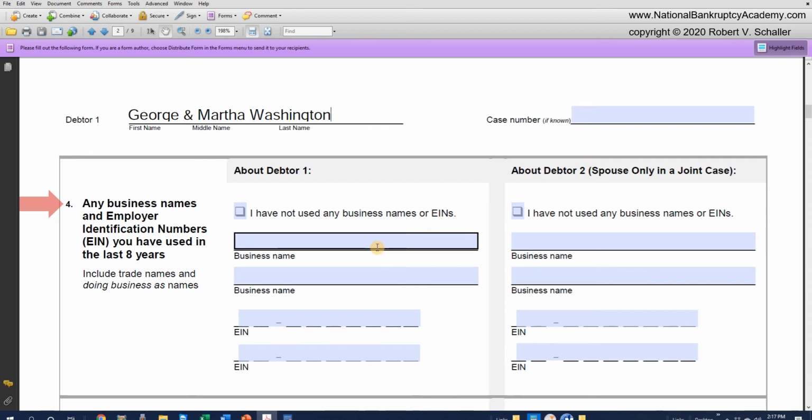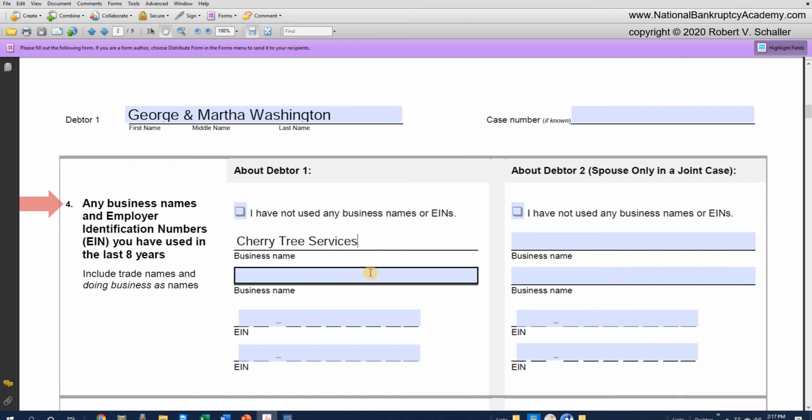Okay, so we would fill in the business name on the first box, and that is Cherry Tree Services. The second line below is also a business name in case the debtor has more than one business. And the EIN number is identified for the business, which I've just added. Now over here on debtor 2, that's Martha Washington, they ask the same thing. Does she own any business that has a business name or employer identification number? But in our example, she does not. So we're going to check the box here saying, I have not used any business names or EINs.